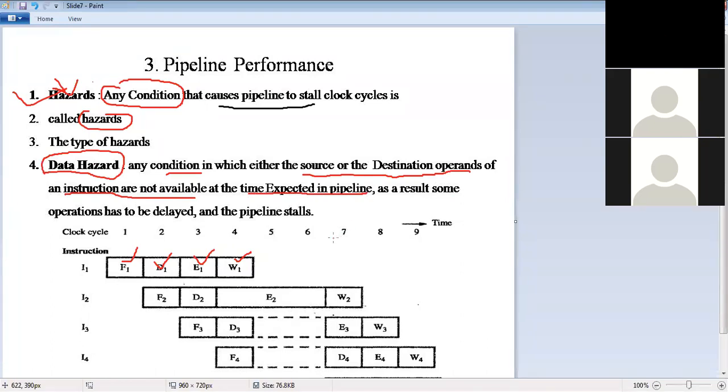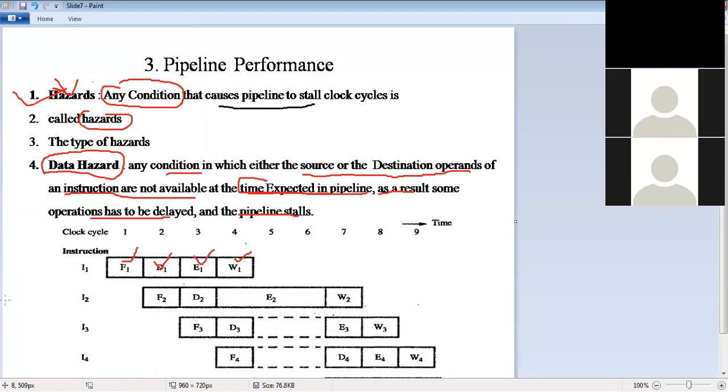For every stage we have given only one single clock. But in the single clock cycle, that data is not made available for the execution purpose. So here we require an extra clock cycle. As a result, some operation has to be delayed and the pipeline stalls. Pipeline stall means that particular stage requires extra clock cycles.